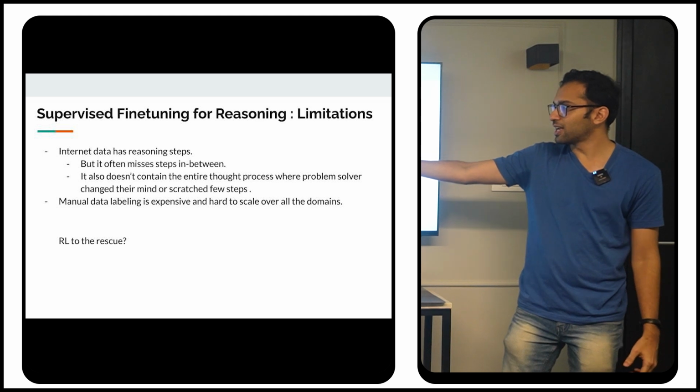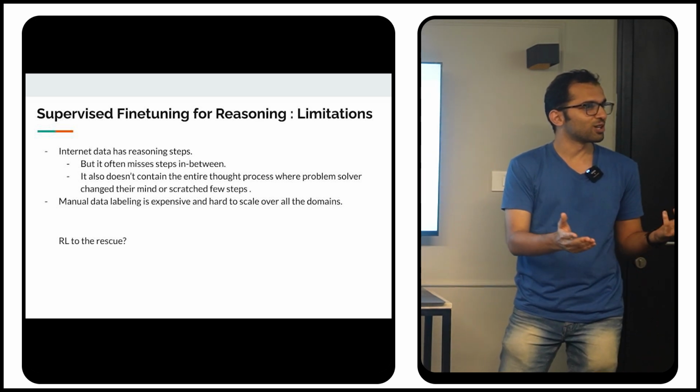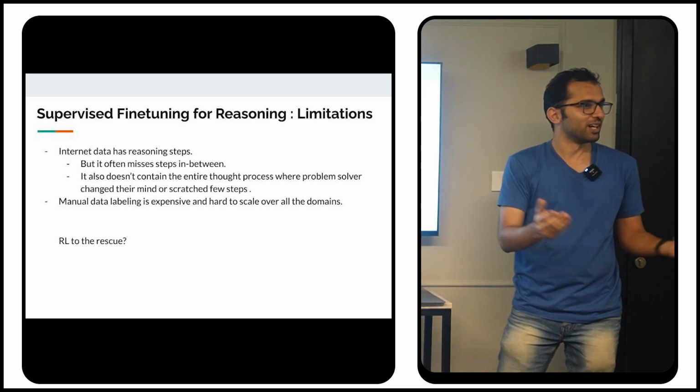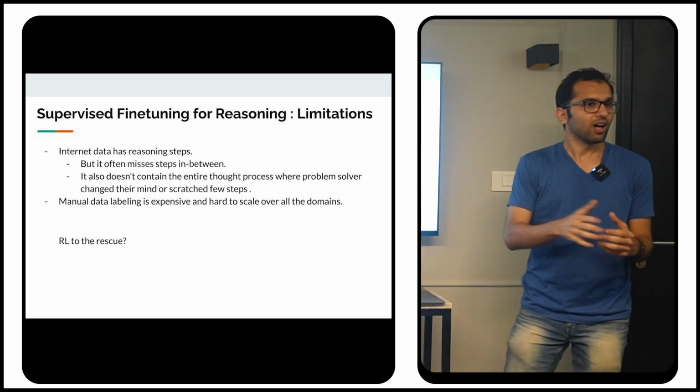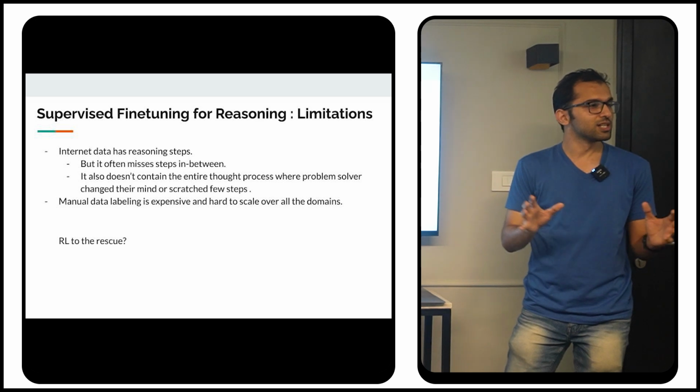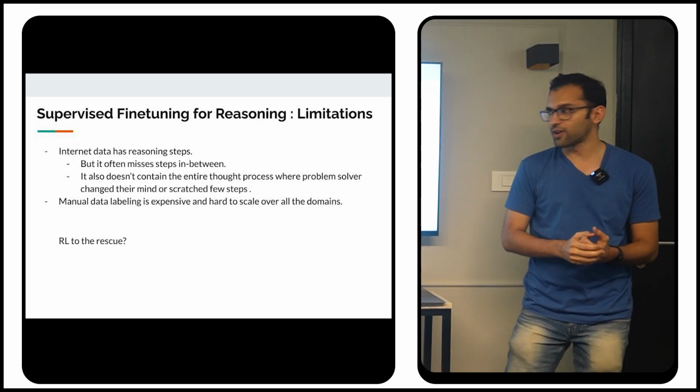Another thing is that manual data labeling is expensive. We have all heard the stories where OpenAI pays $1,000 per hour to PhD data labelers, and it is hard to scale across all the domains. So these are the major problems with generating data through supervised fine tuning.